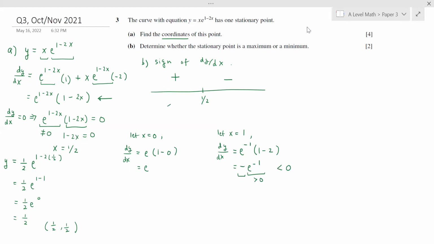To the left, we have a positive slope. To the right, we have a negative slope. Well, if you join this, you see a maximum point, isn't it? So the sign changes from positive to negative, indicating that the stationary point with coordinates 1 over 2 and 1 over 2 is a maximum.